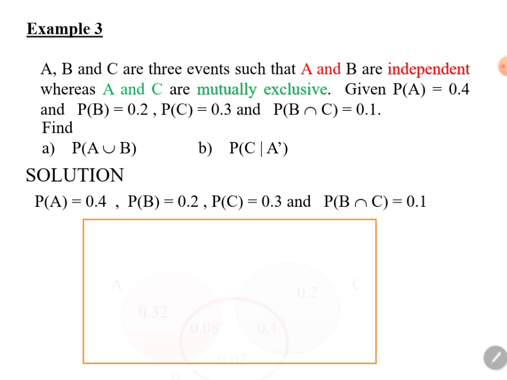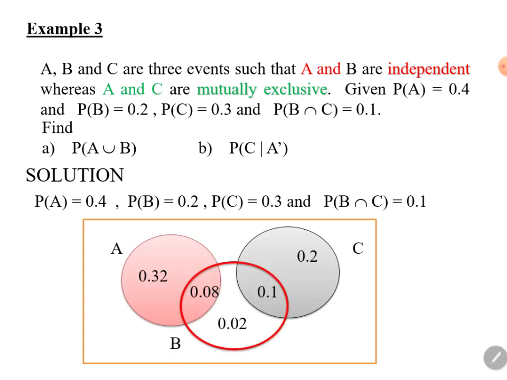Okay. So, this is our Venn diagram. How do I get this Venn diagram? It said that A and B are independent, so it can intersect. But the thing is, A and C are mutually exclusive. What does mutually exclusive mean? They will not intersect with each other. Okay, what do we know? We know that probability of A equal to 0.4. But do we know what is the probability of A intersect with B?